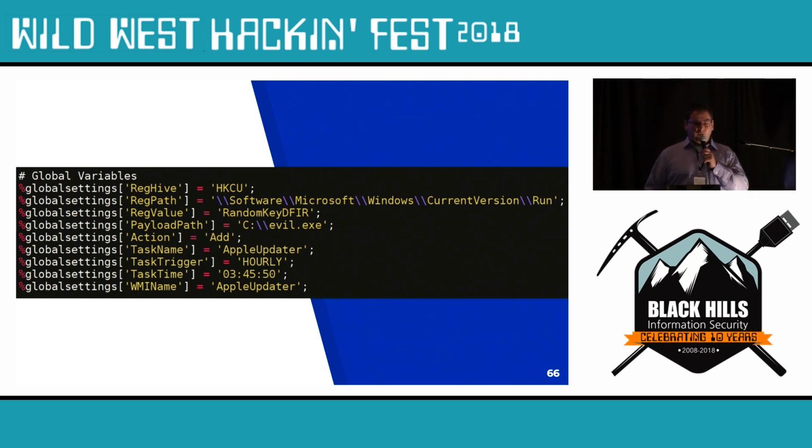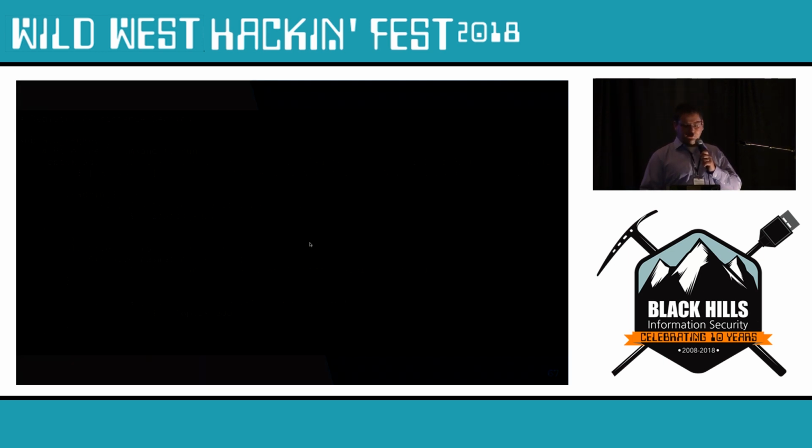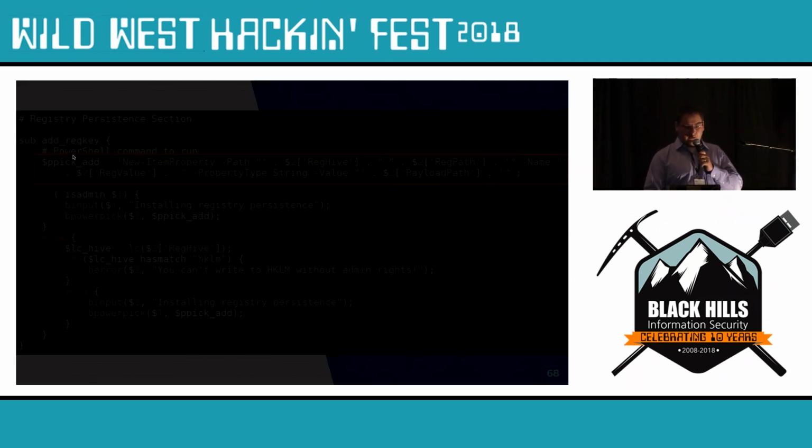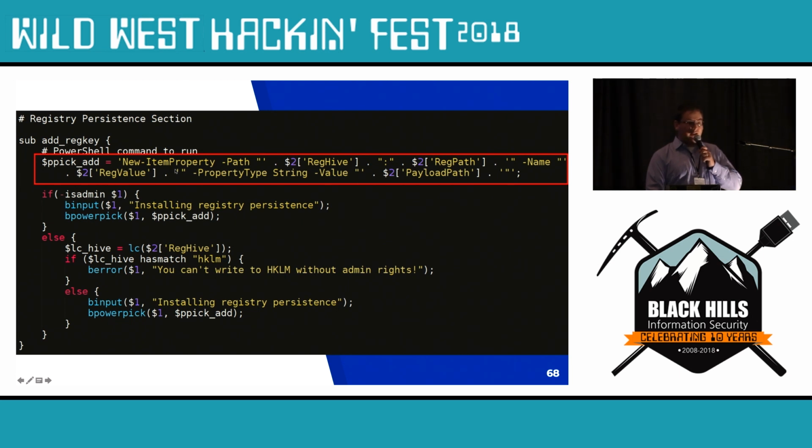To do this, we are setting a bunch of global variables. In this case, by default, as you saw, HKCU popped up, so we're defining that here. All the information you might care about for the default info in these pop-ups is defined right here. In the registry persistence section, we're telling it, okay, we're going to add a registry key. Here is the specific PowerShell command that's running in the background: a new item property, where we specify the hive, the path, and the value.